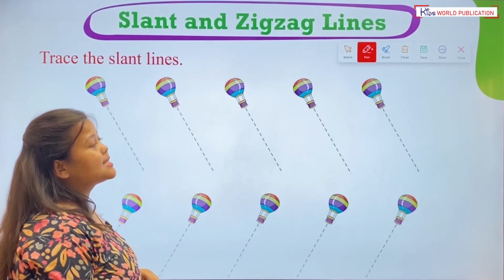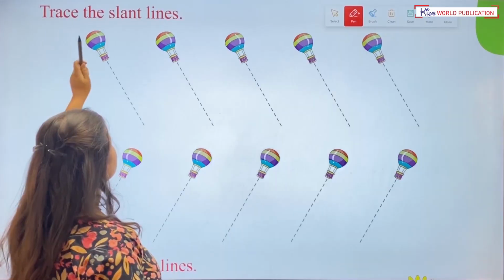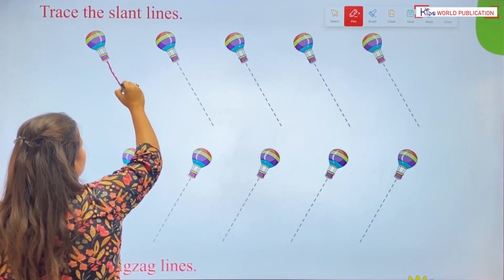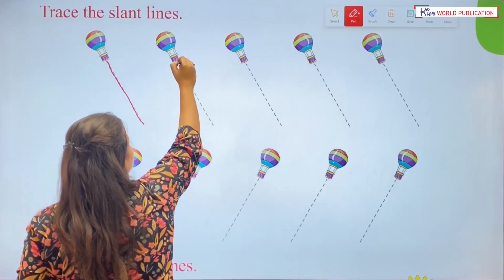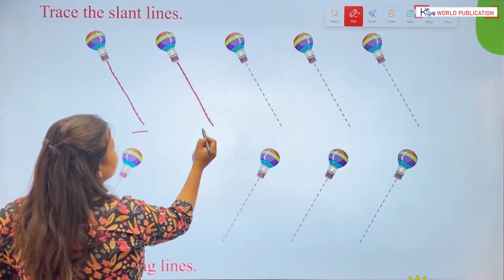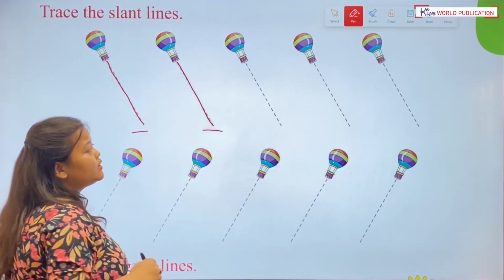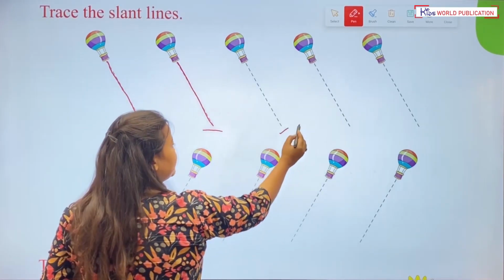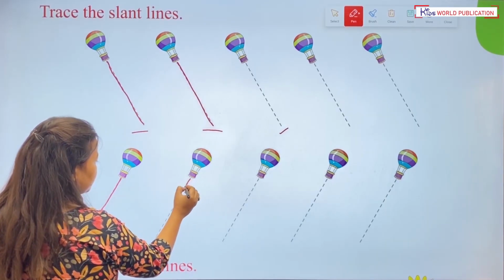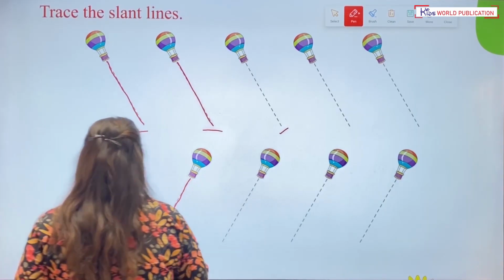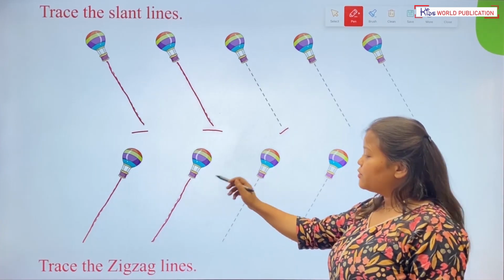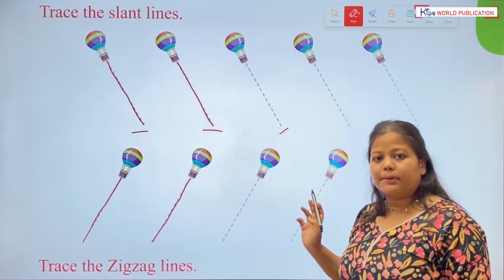Slant and zigzag lines. Trace the slant lines. So kids, these are the slant lines. From left to right, you will trace them and complete them. Kids, these are the lines. From right to left, you will trace the rest of the dots and complete them.